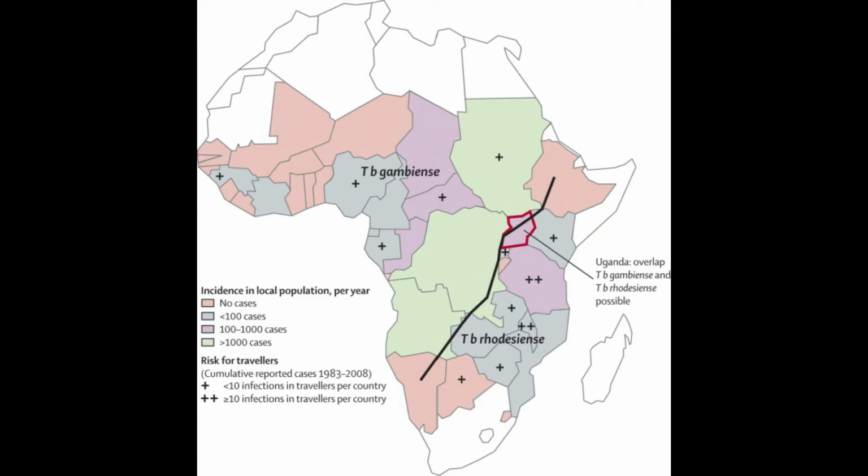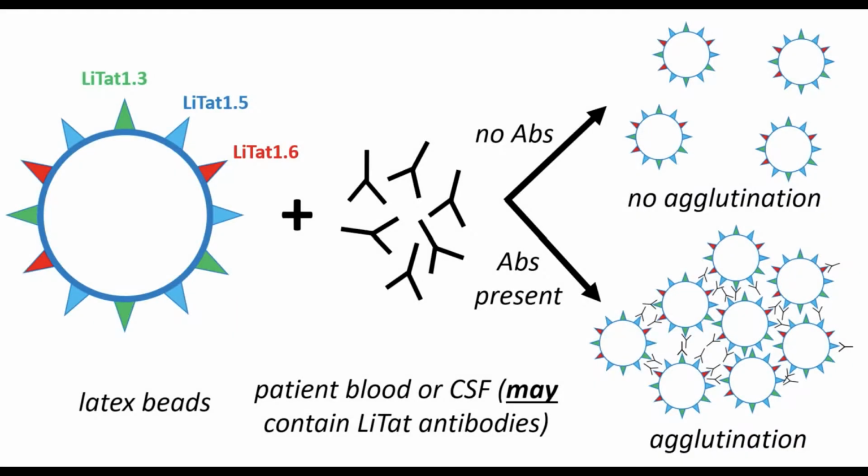Here, we will use a latex agglutination test to diagnose hemolymphatic or neurological infection of T. brucei gambiense. T. b. gambiense is detected in the cerebrospinal fluid using latex beads coated in antibodies specific for the trypanosome surface antigens LiTat 1.3, 1.5, and 1.6. If these antigens are present, they will bind to the antibodies on the beads and cause agglutination.